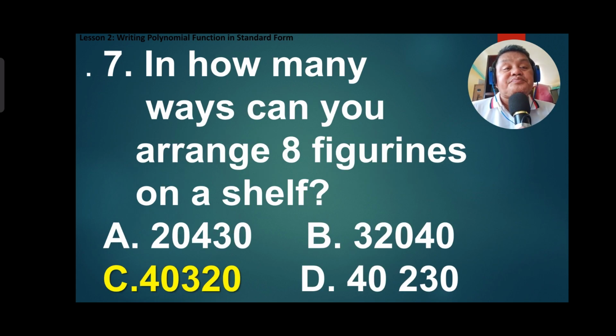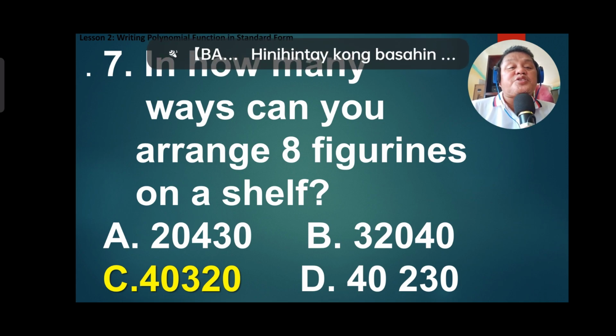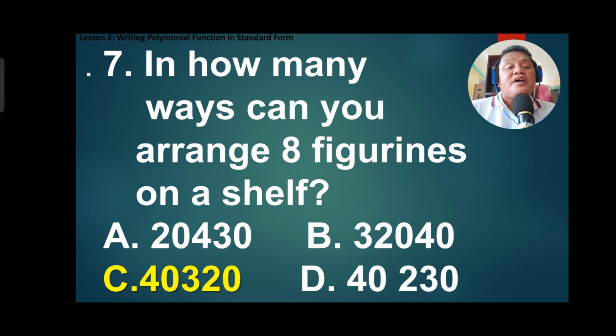Number 7. In how many ways can you arrange 8 figurines on a shelf? The possible answer here is letter C, 40,320. Again, check this with your calculator.